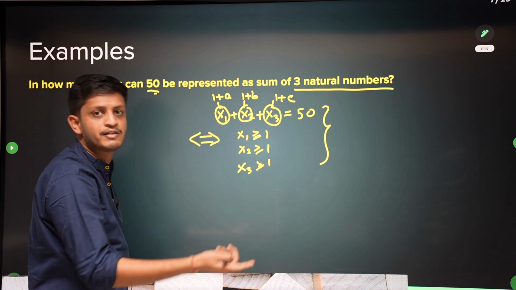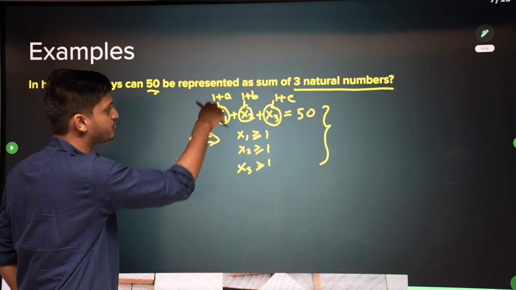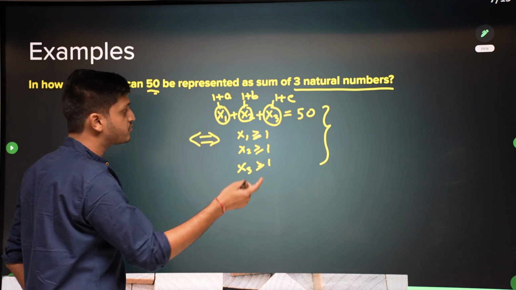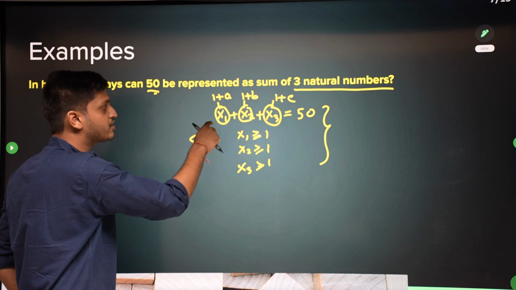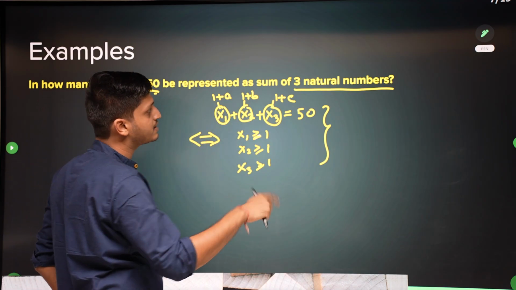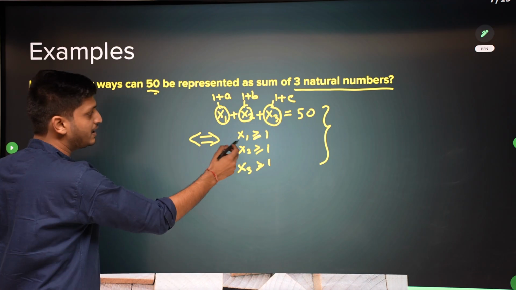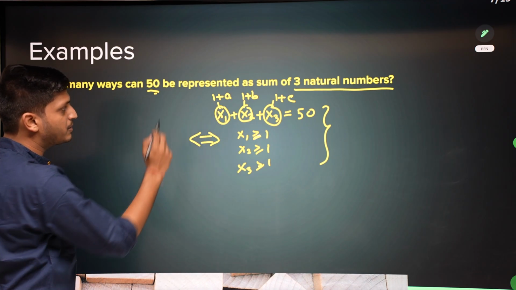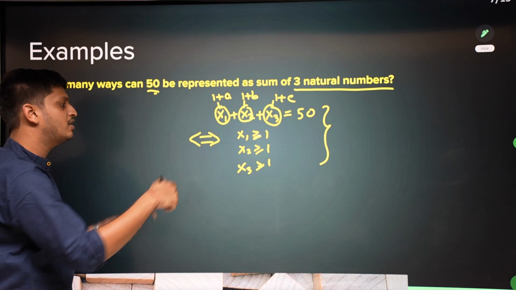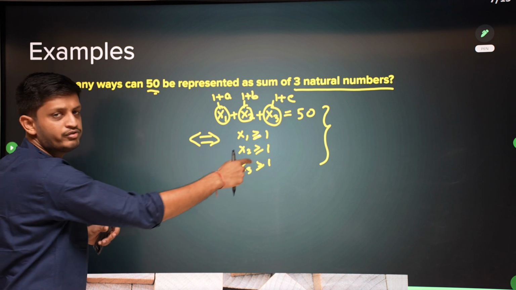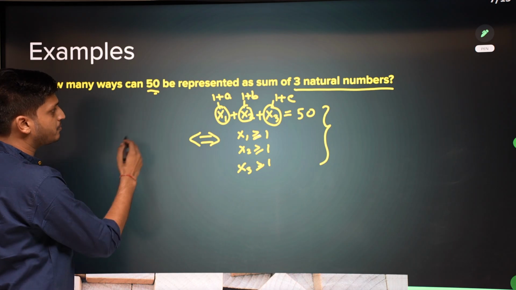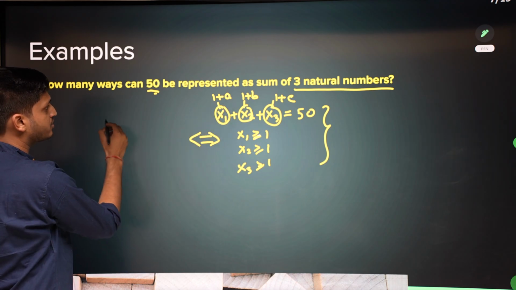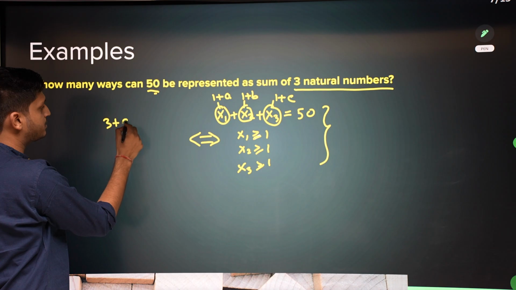Now a can be greater than or equal to 0. If a is 7, x1 will become 8. If a is 0, x1 will become 1. So this way I am making sure that x1 is at least 1, x2 is at least 1, and x3 is at least 1. This will work with any value. If x3 had been greater than or equal to 5, I would write x3 as 5 plus c. So what will this equation become? Write it this way: this equation will become 3 plus a plus b plus c.